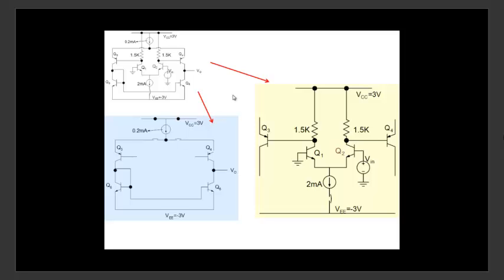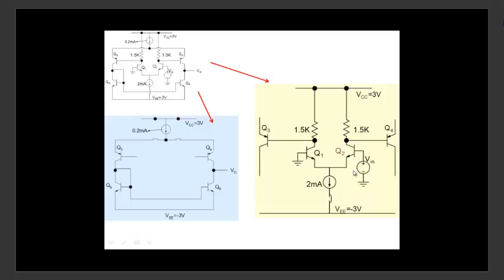All right. Let me break it up like this. There's an inner differential pair and there's an outer differential pair. The inner one, let me focus on the inner one. The inner one is Q1, Q2, 2 milliamperes, 1.5K, 1.5K, and the output goes into the base of Q3, the output goes into the base of Q4, right? That's the inner differential pair.